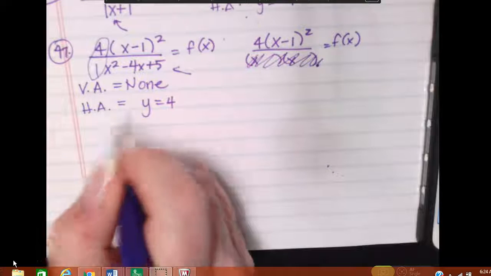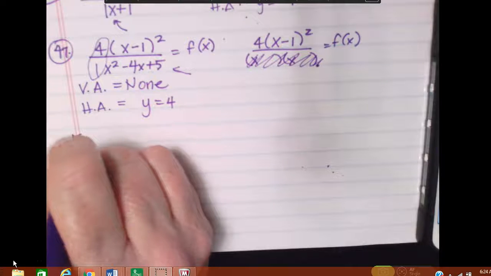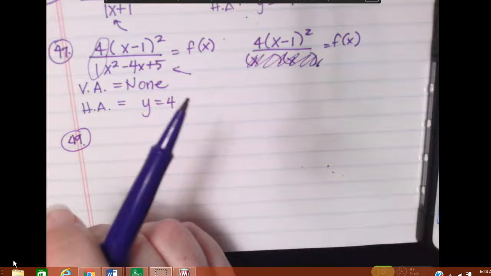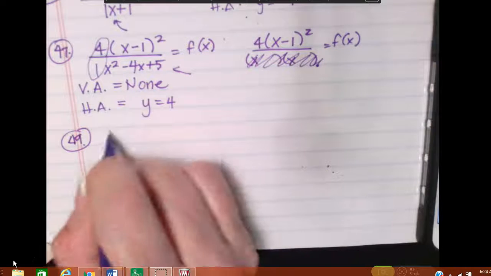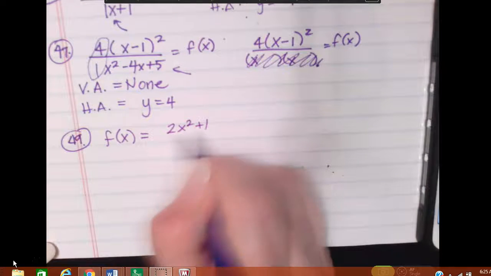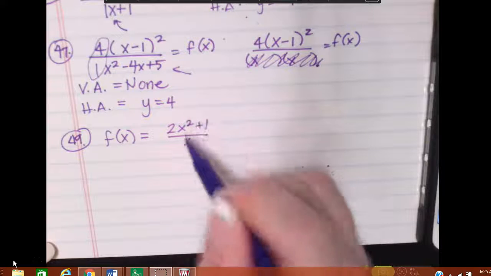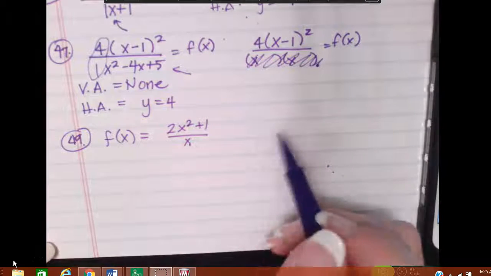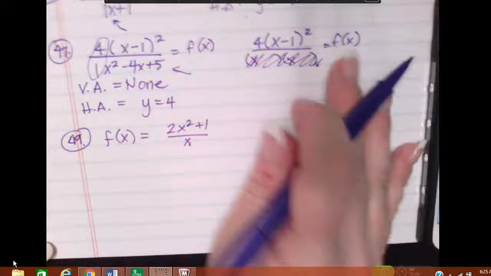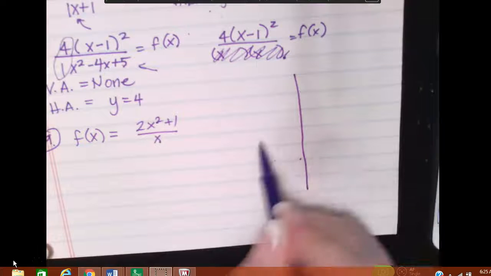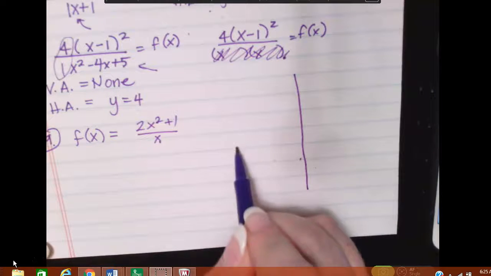And 49 is going to be our first slant asymptote, which we talked about on Friday. And I only know that because that's the title in the directions. So I look at my function, 2x squared plus 1 over x, and I see that the degree is 1 more on top than it is on the bottom. So sketch the rational function by hand. I'm going to use my same techniques that I used at the beginning here.